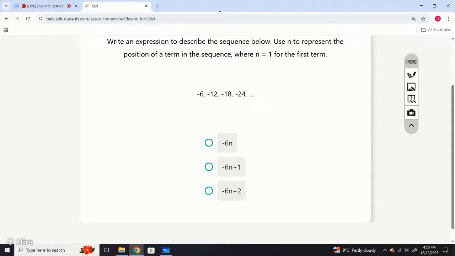Okay, the next one. Write an expression to describe the sequence below. Use n to represent the position of a term in the sequence where n equals 1.